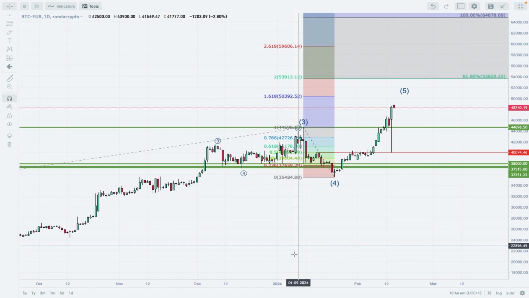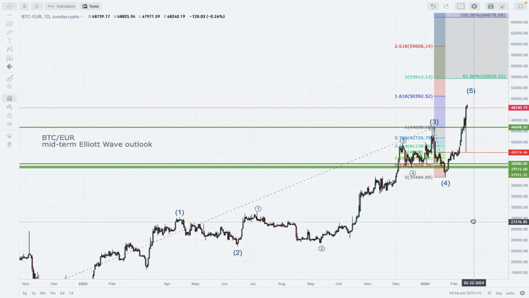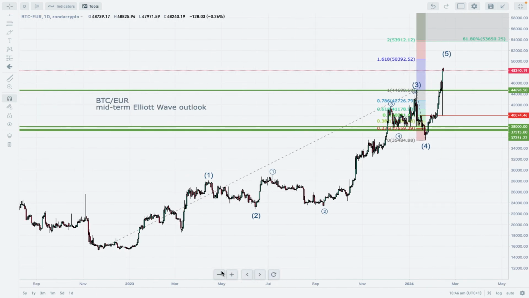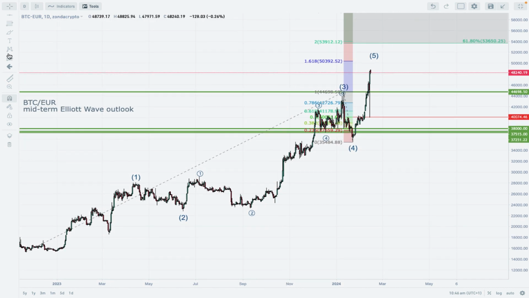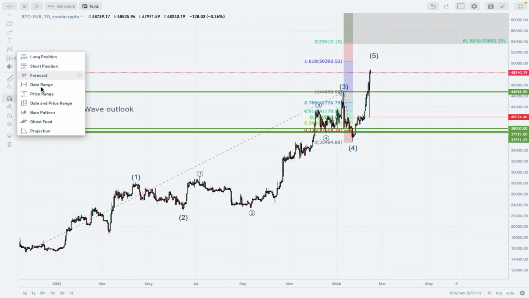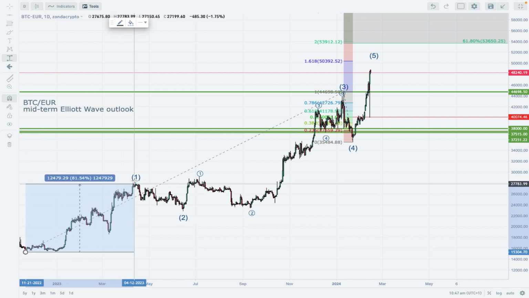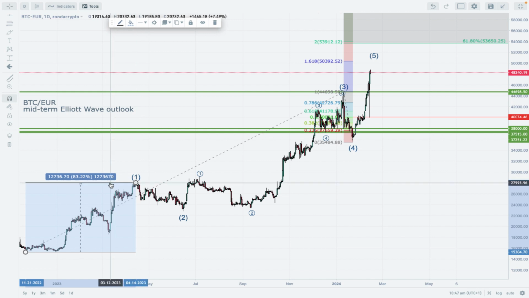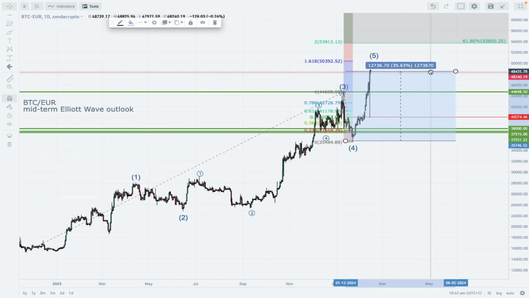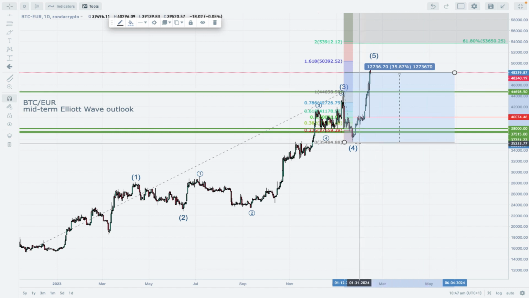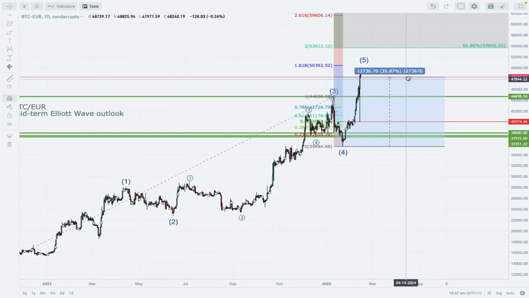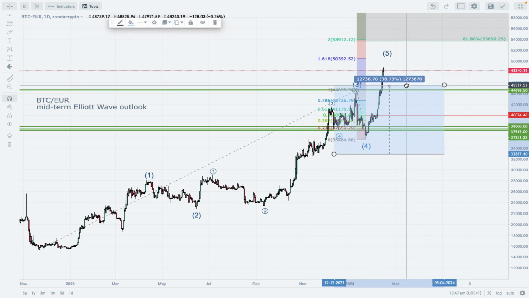We need one more projection, and this will be the measurement of the wave 1. So let me just zoom out again. The measurement of the wave 1 will be done using the price range, from the lows here to the highs of this wave 1. Now we will just measure it from the bottom of the wave 4, so something like this. And now, as you can see, wave 5, in terms of the measurement, is the same as the wave 1.